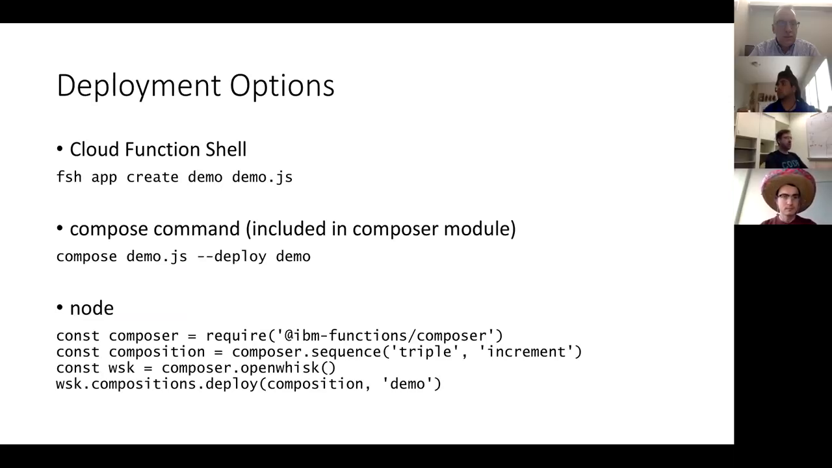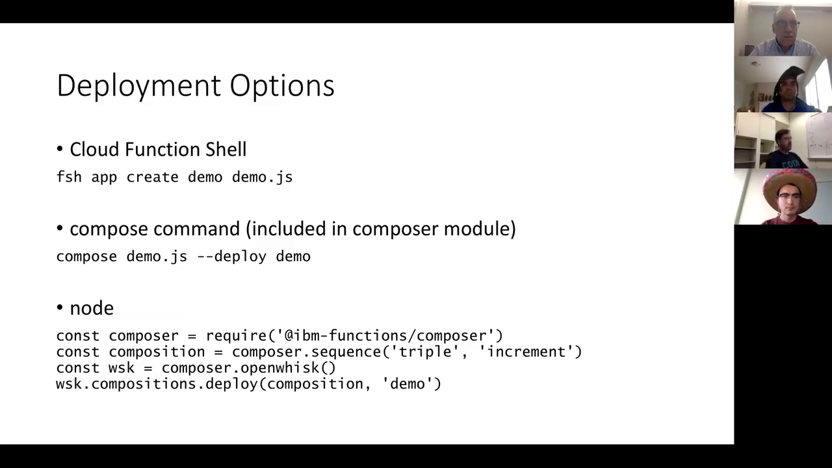For instance, looking at the graph of your composition. Again, I don't really have time to discuss that today, but you can look at the shell documentation, the YouTube videos and so on. Lots of great things there. But if you don't want to depend on the shell, the Composer Node.js module now includes a shell script to do the deployment by itself. So you can say compose demo.js --deploy demo, and it would do exactly the same thing.